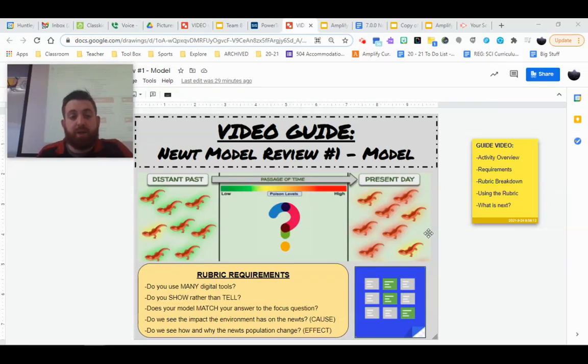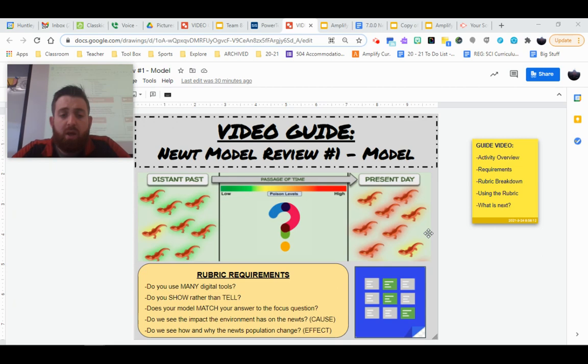Hey everybody, Mr. Regan here, and today we're going to be looking at how we're going to take our Chapter 1 model and our reflection question that we answered and use that to not only improve our model, but also create our Chapter 2 model. Last but not least, we're also going to look at how our model is going to be graded now that we've introduced this activity, reviewed it, and are going to continue improving it.